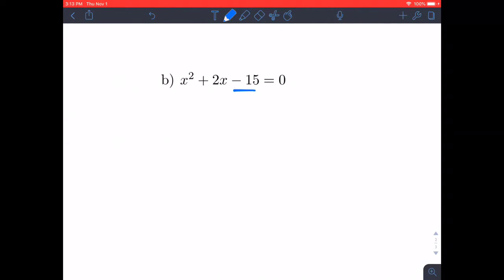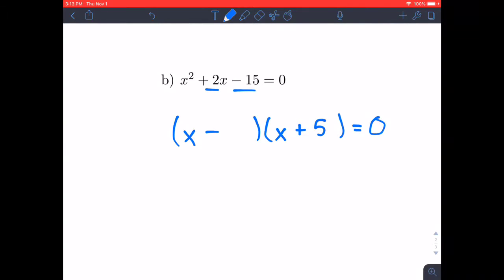Again, here we're looking for something that multiplies to the constant at the end. So what multiplies to a negative 15 and adds to a positive 2? If we multiply to a negative, we know one of them has to be negative, one of them has to be positive. Since we add to a positive, we want the larger of those factors to be positive. So we're kind of looking for 2 things that multiply to 15 and have a difference of 2.